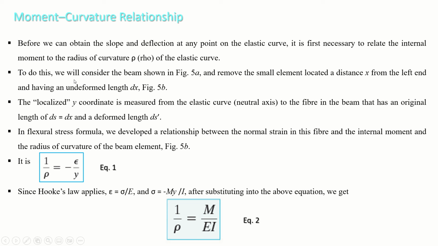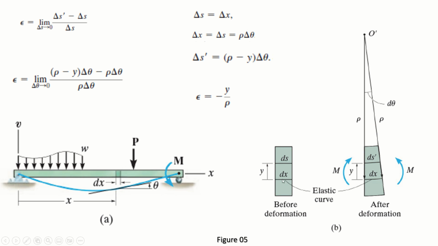To do this, we will consider the beam shown in figure 5a as I presented to you, right? The localized y coordinate is measured from the elastic curve's neutral axis to the fiber in the beam that has an original length of ds equal to dx, as I showed you, that this dx is the neutral axis and this is a line that we are assuming.